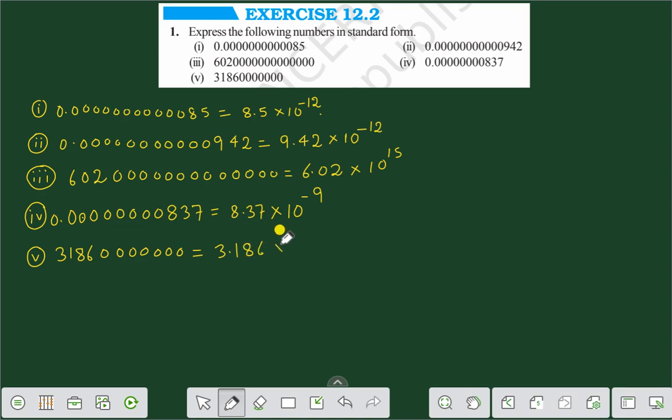3.186 into 10 to the power. Let us count from here: 1 2 3 4 5 6 7 8 9 10. 10 to the power 10. So it is 3.186 into 10 to the power 10. That is the standard form of these numbers.